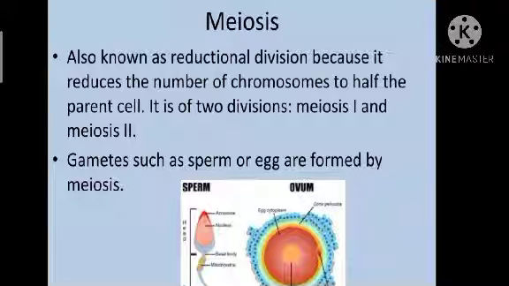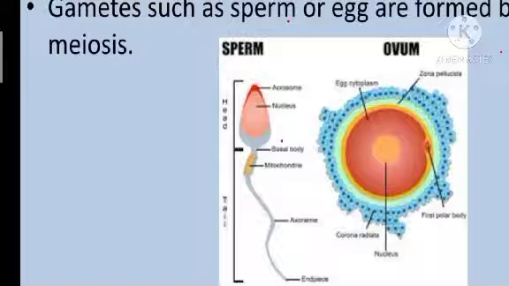Now, where does meiosis occur? It occurs in the germ cells of the reproductive organs for the formation of sperm and the ovum, that is, the gametes. So gametes such as sperm and egg or ovum are formed by meiotic division. Now a question arises: why are gametes produced by meiosis and not by mitosis?